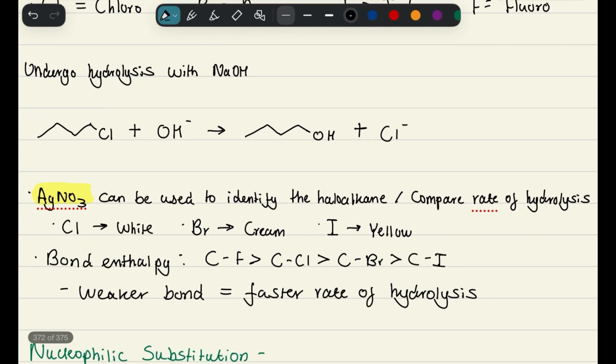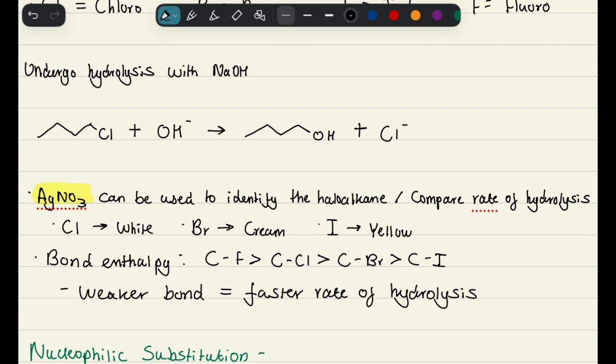Now, in order to identify which haloalkane we have, we can use silver nitrate. We've talked about this. We know what colors it forms. Chlorine is a white precipitate, bromine is a green precipitate, and iodine is a yellow precipitate. Remember those because it is still important. Now, another thing that can happen is we can use this to assess the rate of hydrolysis of different haloalkanes.